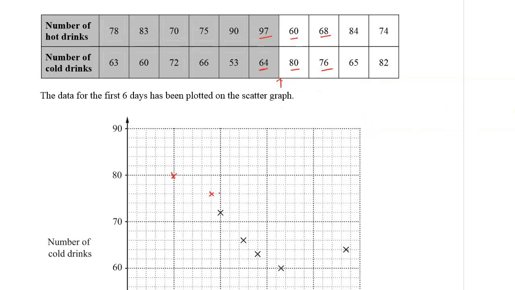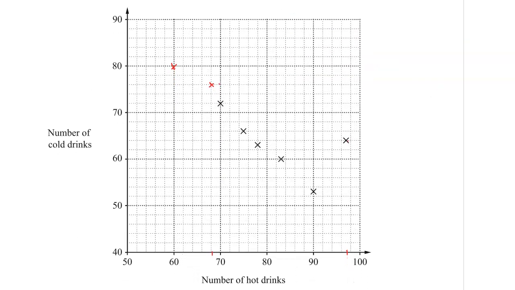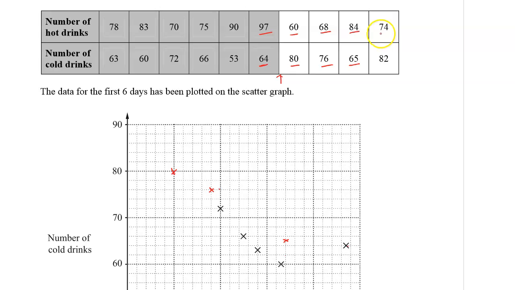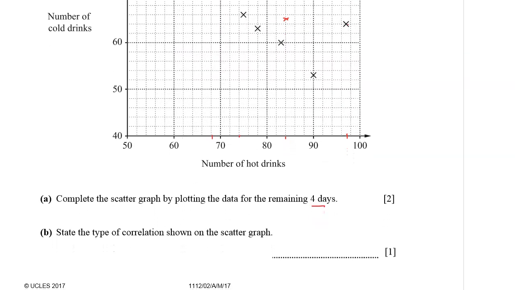Then on day nine, number of hot drinks was 84 and number of cold drinks was 65. So 84 is right there, and 65 is in between there. Then on day 10, hot drinks were 74, and 82 for the cold drinks. So 74 is here, and 82 is right there. Very good. We've got our scatter graph plotted.